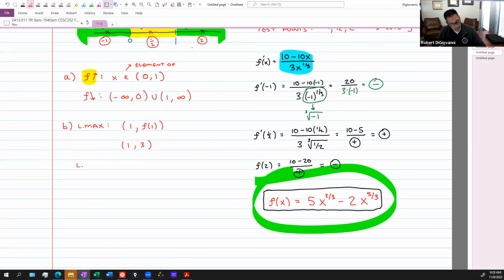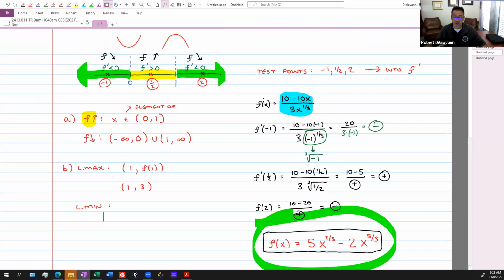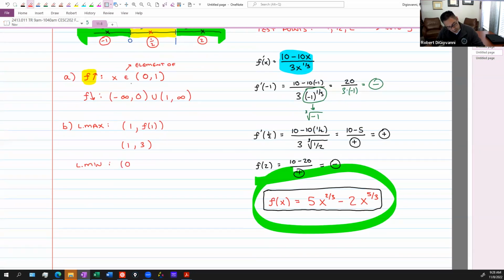Where do we have a local minimum? We actually do have one, right? It happens when you plug 0 into the function. So this happens when I plug in 0, and then I plug 0 into the original function. That's 0 and then 0. Because when you plug 0 in for X here, it kills off both of those terms.